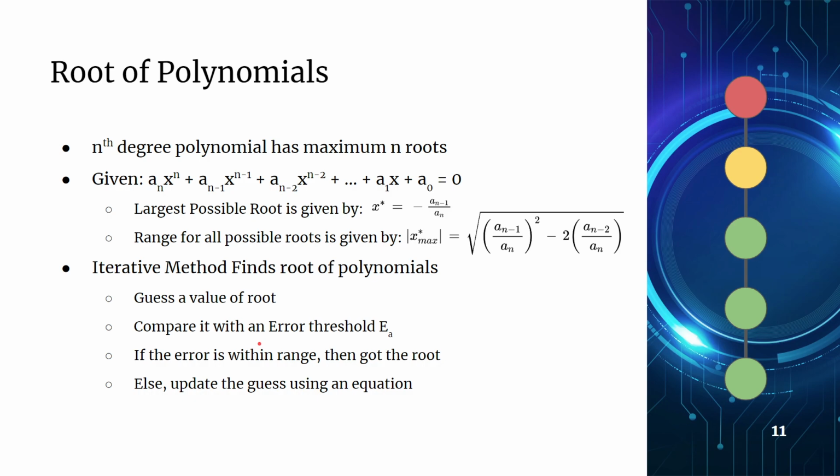In the next slide, we have said an n degree polynomial has a maximum of n roots. Here we have used the word maximum. The question is why. In the previous slides I showed that the value of n is the number of roots available. Well, then what's the problem over here?